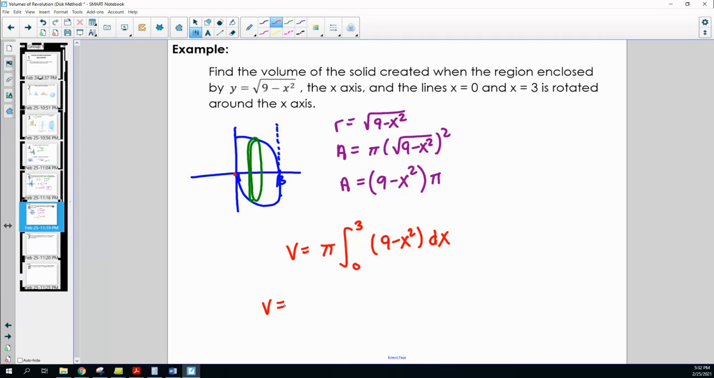Okay, so again, just take the antiderivative. So we'll keep that pi on the outside. The antiderivative of 9 minus x squared, we'll get 9x minus 1/3 x to the 3rd. And then we plug in 3 and 0 and subtract them. And if we do that properly, we should get 18 pi.